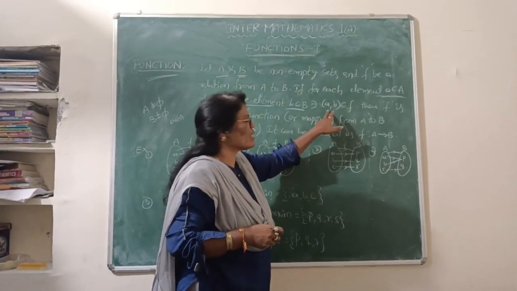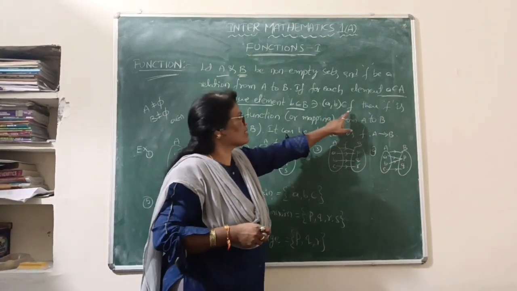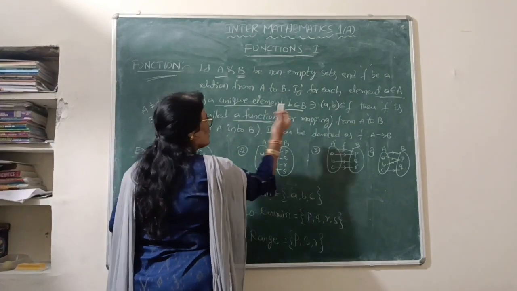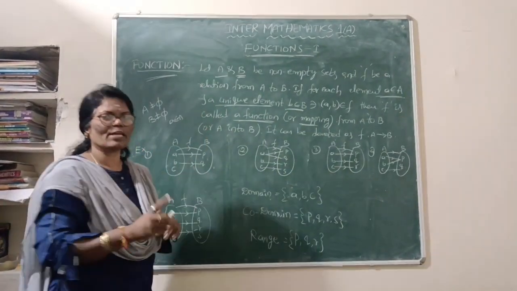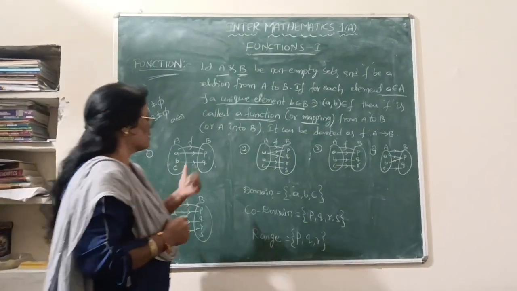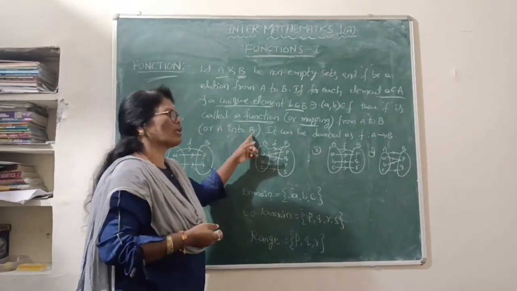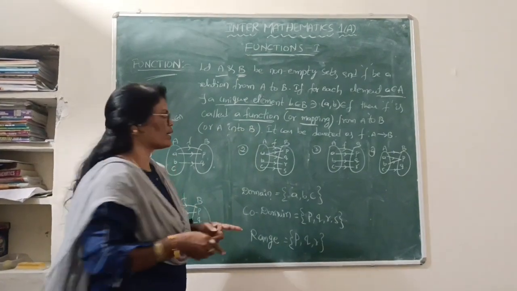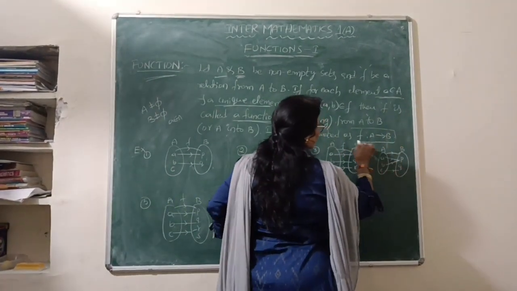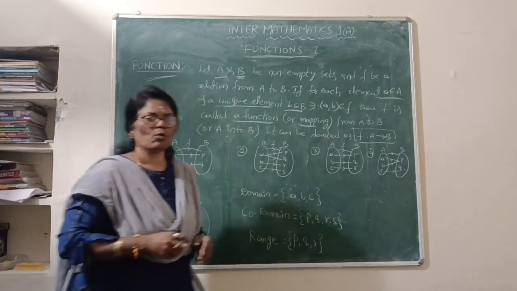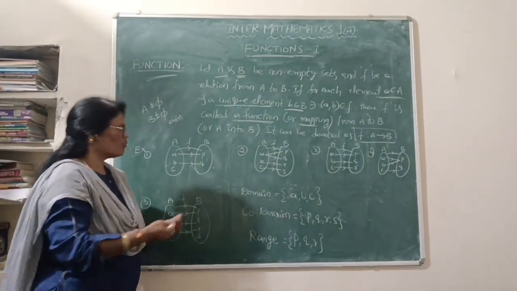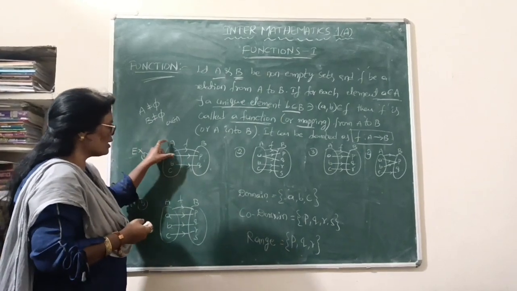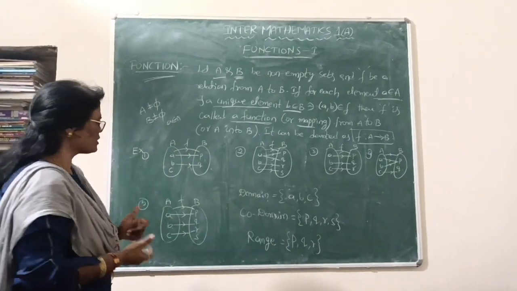If this condition exists, then we can say this relation F is nothing but a function, or a mapping also, from A to B. It can be denoted like this: F from A to B. So we'll discuss the function now. Here, A and B are any two non-empty sets we are taking.